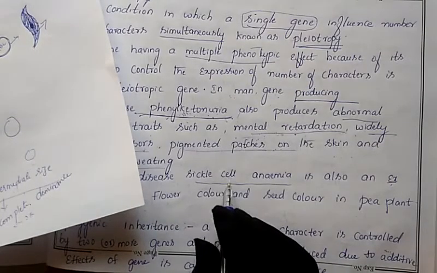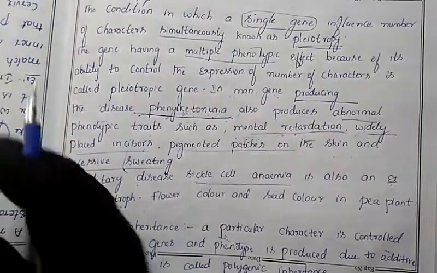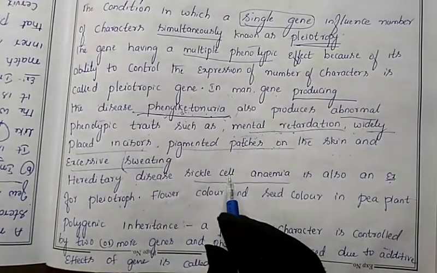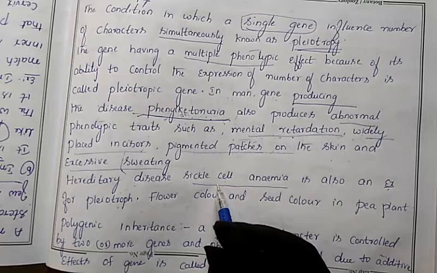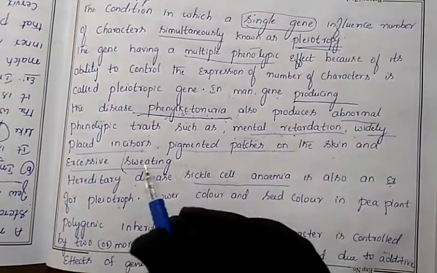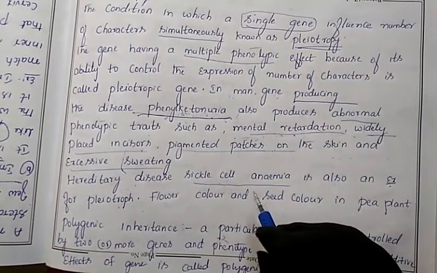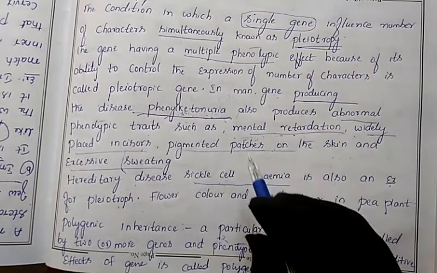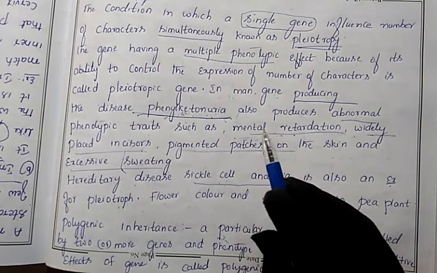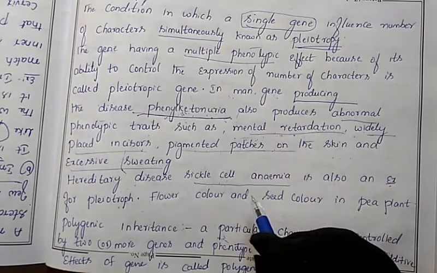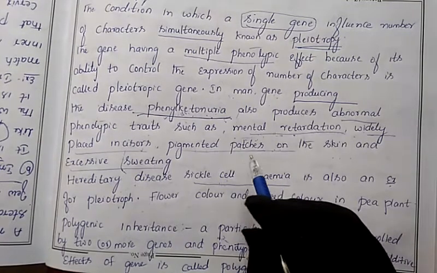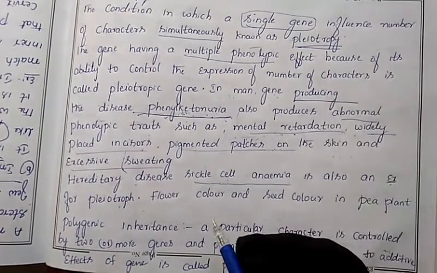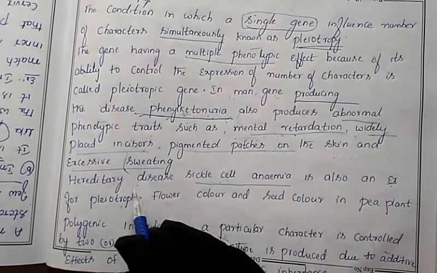So this condition we are going to say sickle cell anemia. It is a hereditary disease. If the parents have this type of disease, the defective gene will automatically be passed on to the offspring. Inside the blood, they will have sickle-shaped RBC instead of a round shape. The gene responsible for this easily gets transmitted to the offspring. So we say it is a hereditary disease.